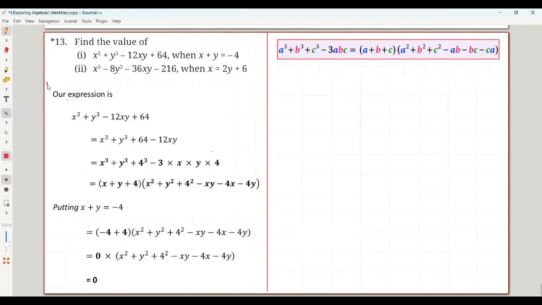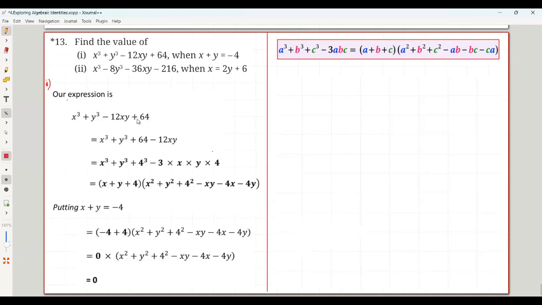So this is our first. Our expression is given that x cube plus y cube minus 12xy plus 64. This is given in the question. By seeing this, we can compare with a cube plus b cube plus c cube minus 3abc is equal to a plus b plus c into a square plus b square plus c square minus ab minus bc minus ca. This is the formula. We are going to apply it. First, we have to rearrange, right?